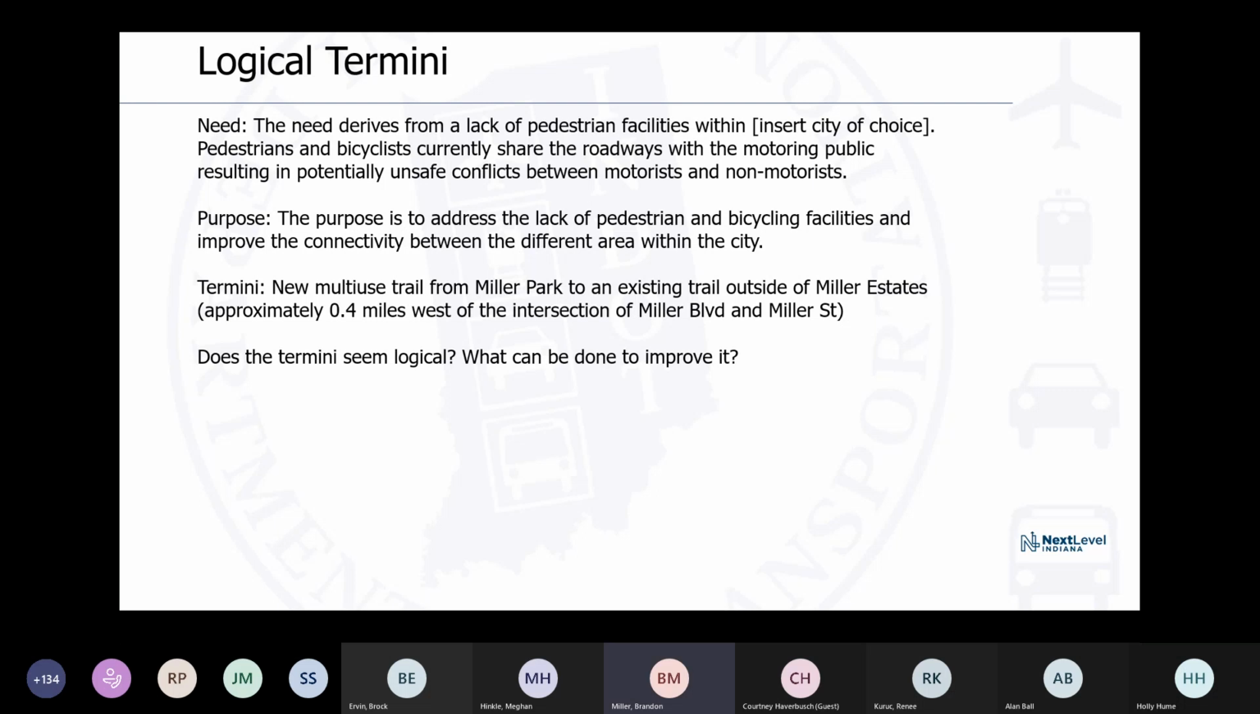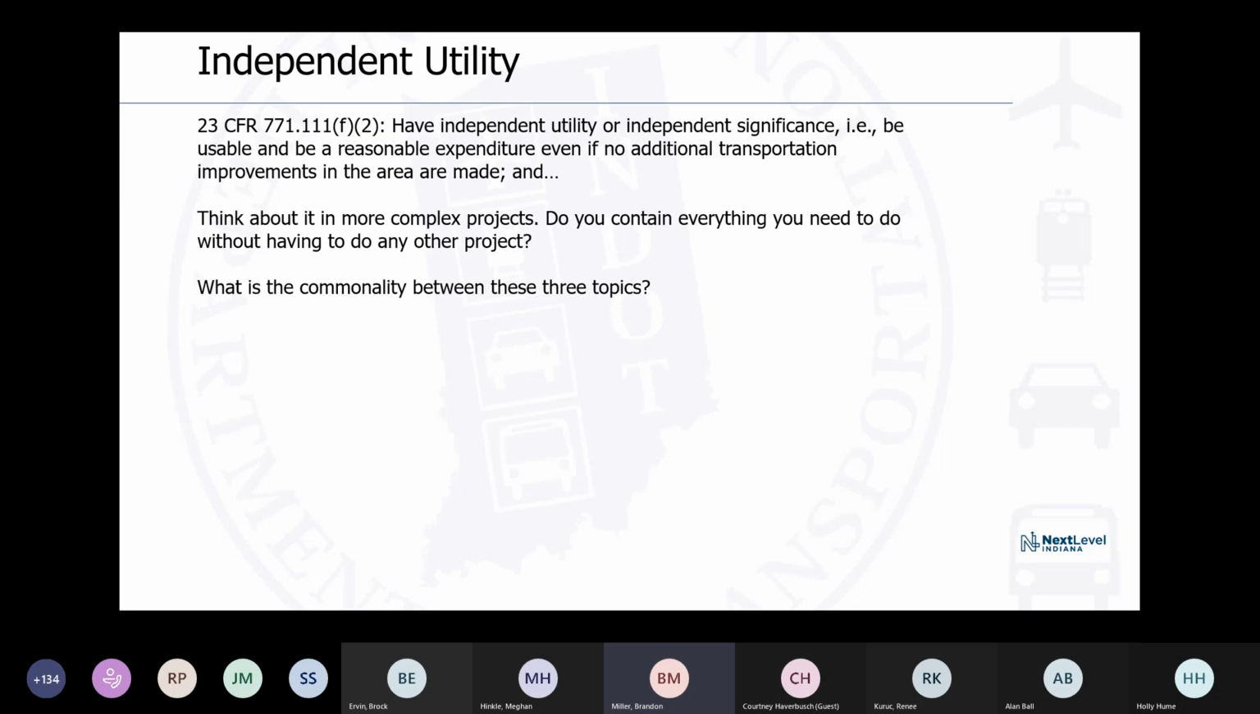So the third part that I really wanted to point out is independent utility. In 23 CFR 771.11 F2, all NEPA documents should have independent utility or independent significance, i.e. be usable and be a reasonable expenditure, even if no additional transportation improvements in the area are made.